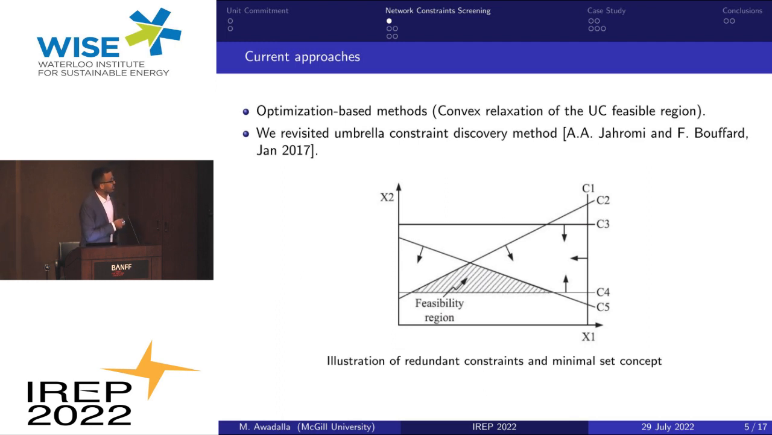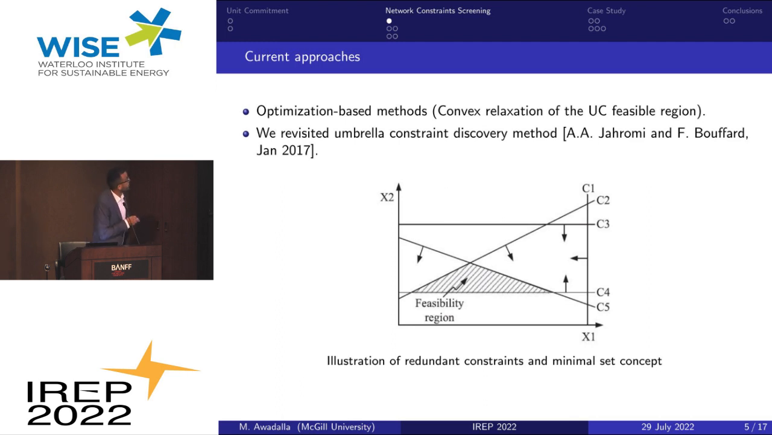So that's our goal in this work. You can see that the visible region can be described using only C4, C5 and C2, and C3 and C1 are redundant constraints. This is in just 2D. In larger networks, we'll have more redundant transmission constraints, so that's the goal.